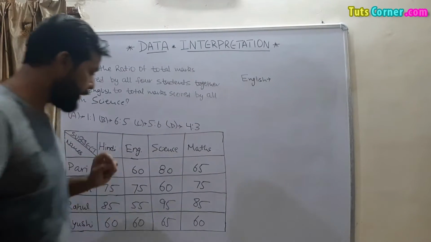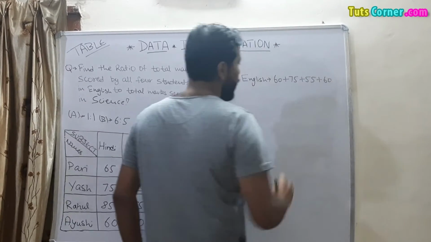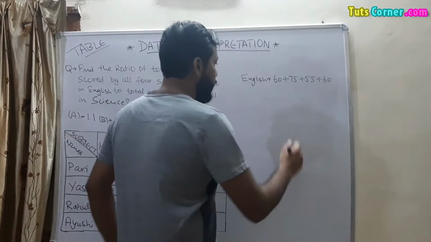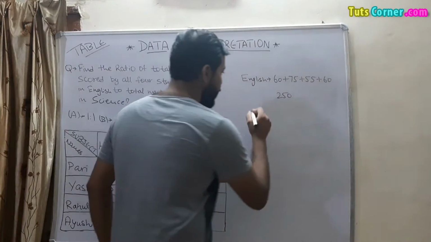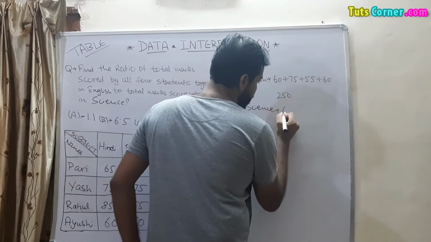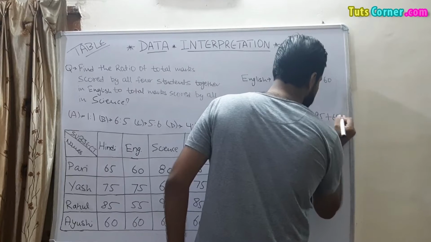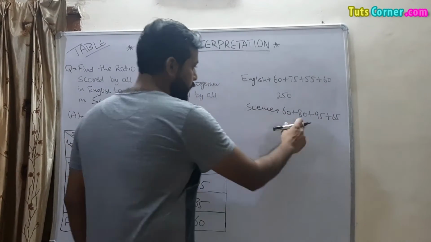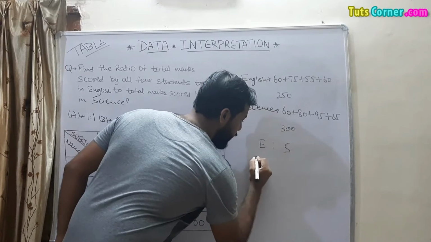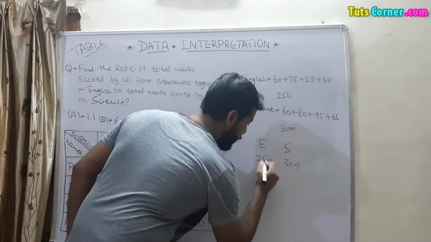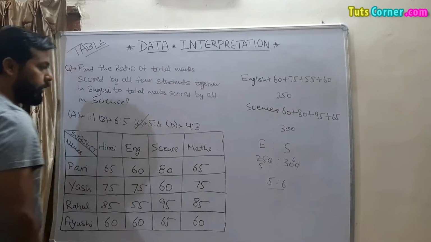So, total marks in English, which is 60, 75, 55, 60. This is 60, 60, 120. This is 250. And total marks in science 60, 80, 95, 65. This is 300. So, ratio of English and science is 250 ratio 300, 5 ratio 6. This is our answer. So, option C is our answer.